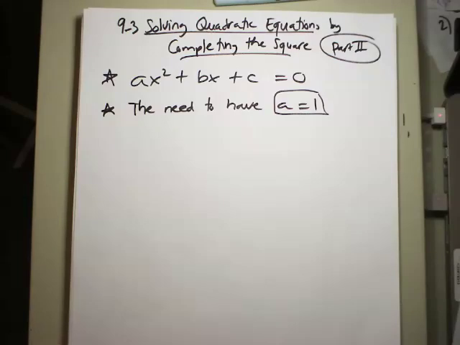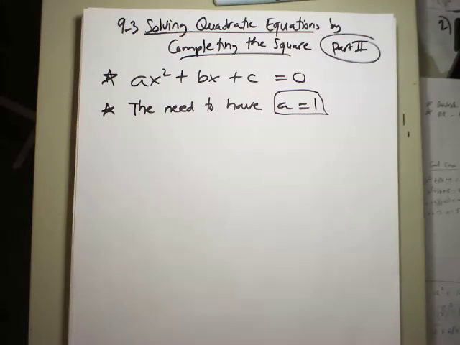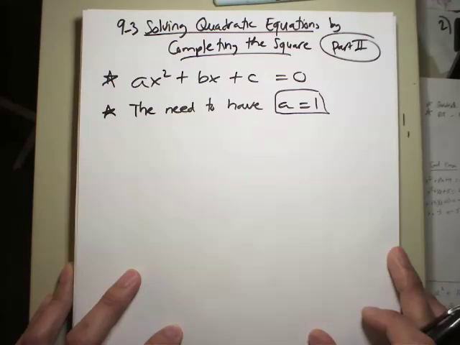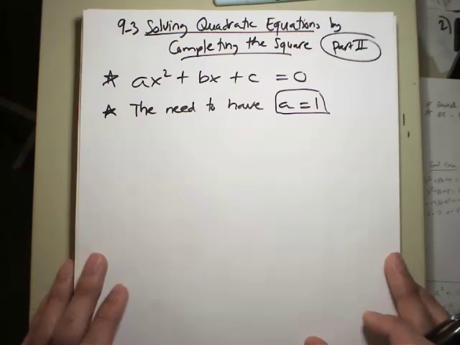Alright guys, so I'm going to continue with 9-3, solving quadratic equations by completing the square. This is the second part of it, and this second part focuses on the idea of what if the coefficient in front is not a 1?